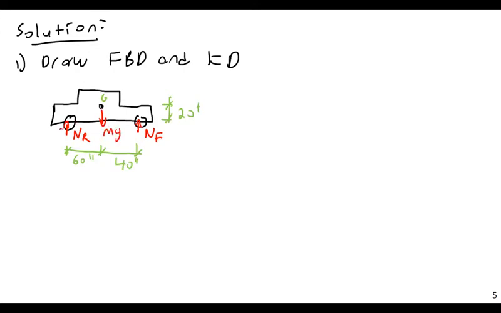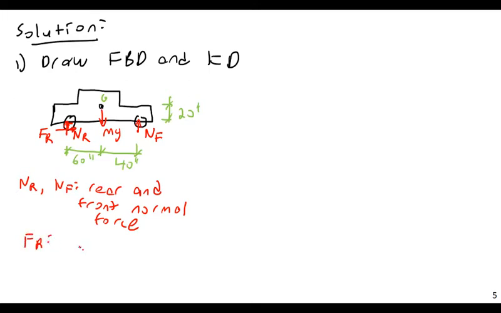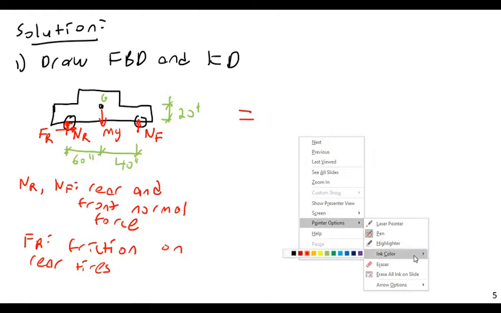And then I will have a frictional force here, which will be FR. Okay, so NR and NF are rear and front normal force. And then FR is the friction on the rear tires. Meanwhile, these are equal to a kinetic diagram.